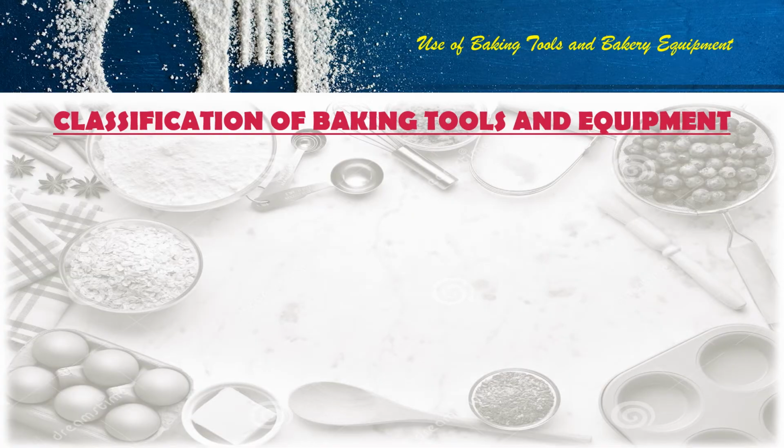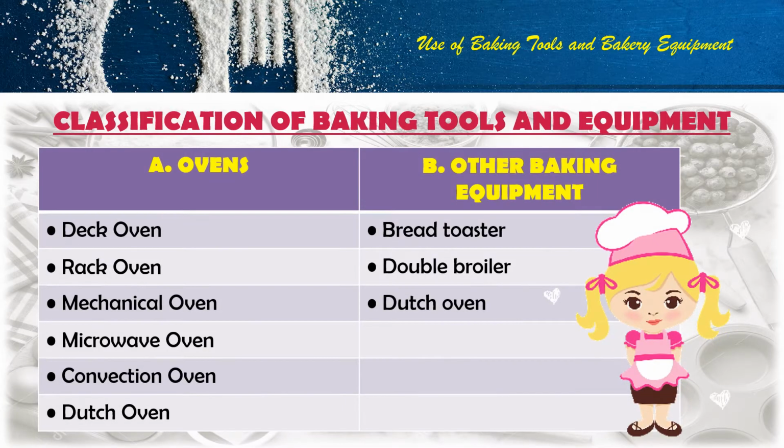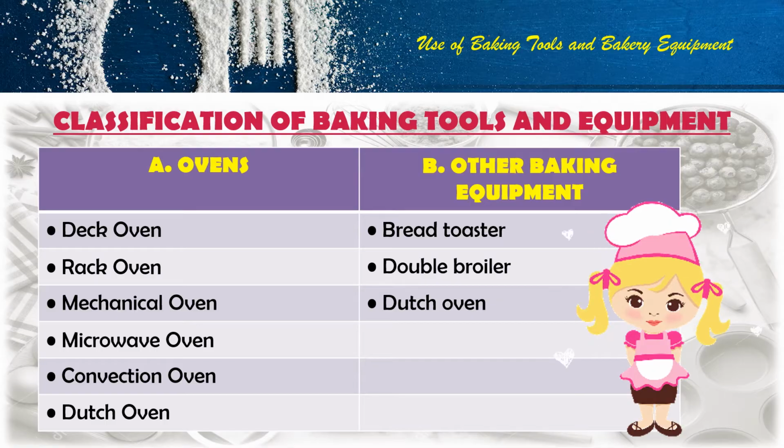Our baking tools and equipment are classified into 7 groups. So the first one, the oven. We have different types of oven: the deck oven, rack oven, mechanical oven, microwave oven, convection oven, and the Dutch oven. The other one is the other baking equipment. So we have the bread toaster, the double boiler, and the Dutch oven.